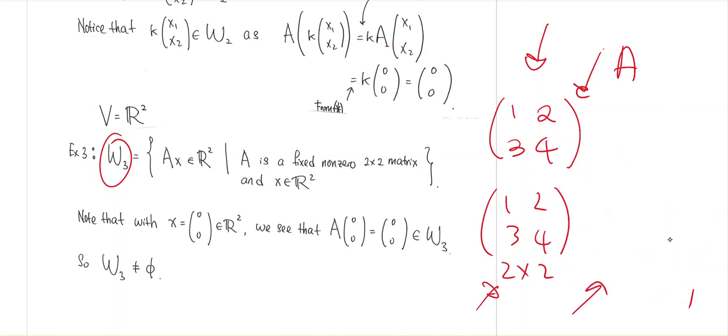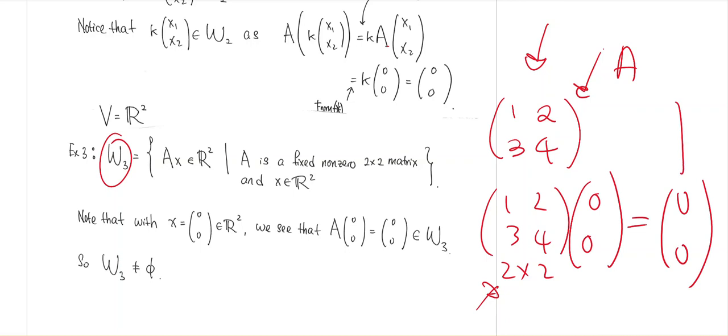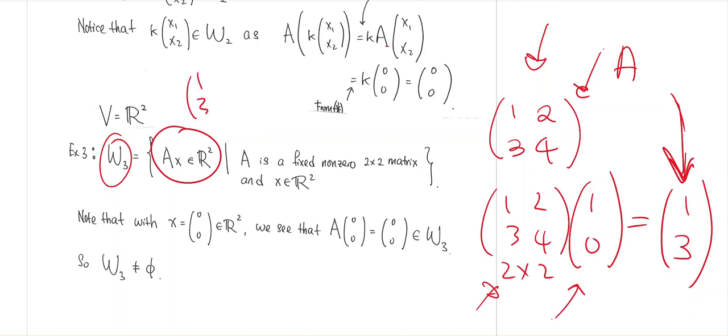So for example, if I take 0, 0, obviously you get 0, 0. So this 0, 0, not this 0, 0, will be in it, okay? So for example, let's take another one. So let's say we take 1, 0. So this matrix multiplication will give us 1, 3. So 1, 3 will be an element right here. You follow?